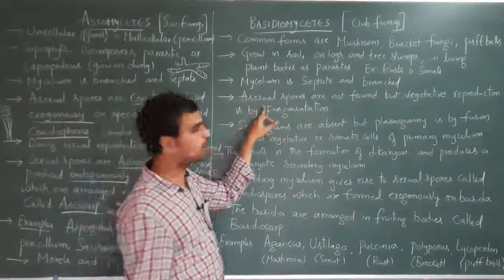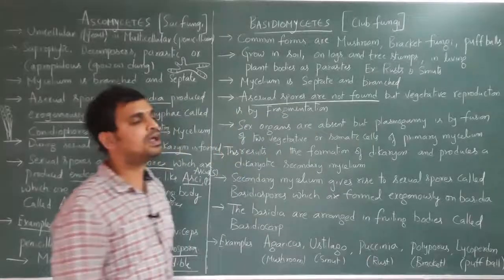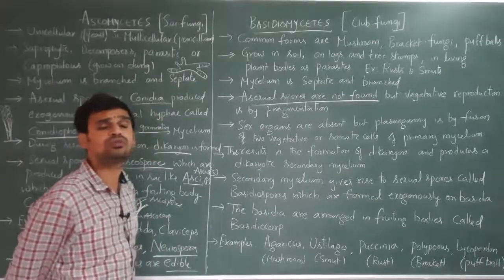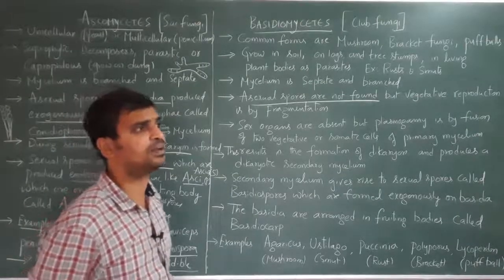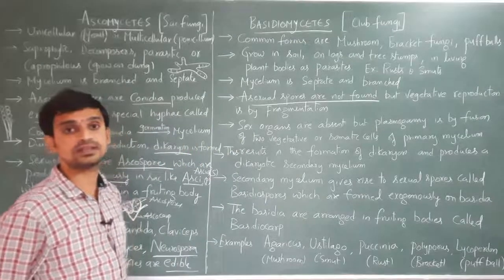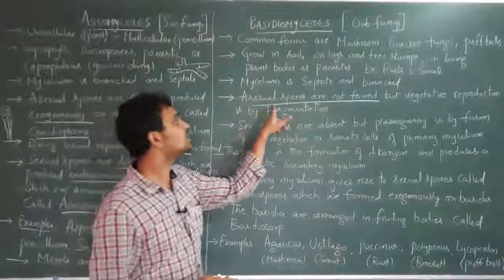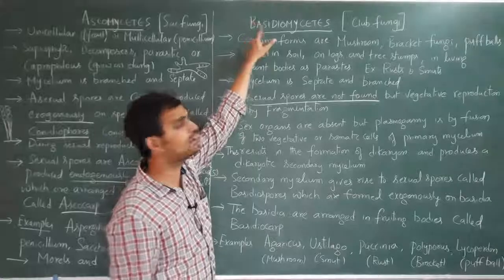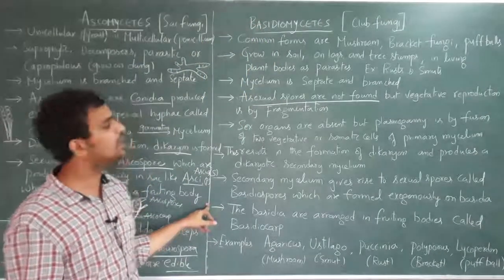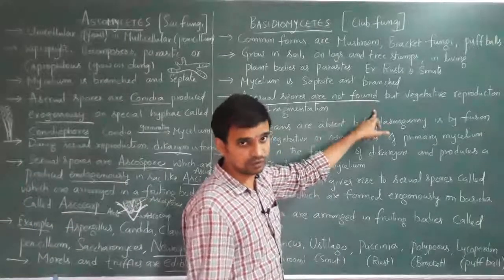Next, asexual spores are not found. Important one. Asexual spores are not found, but vegetative reproduction takes place by fragmentation. We already discussed fungal reproduction: fungi reproduce by three different means, vegetative reproduction, asexual reproduction and sexual reproduction. Here, asexual reproduction is absent in basidiomycetes. Only sexual reproduction is present, and vegetative reproduction takes place by fragmentation. So asexual spores are not found.